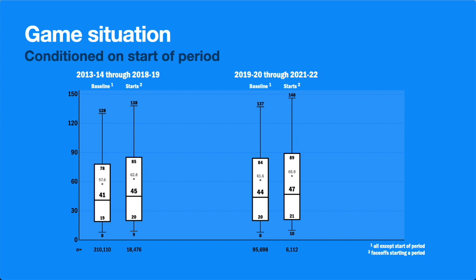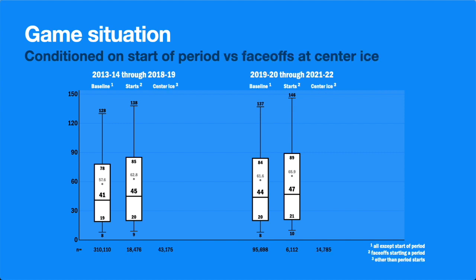Might it be the fact that the first face-off of the period is at center ice? So what if we condition on center ice face-offs other than the period starts? What happens there? There is a growth compared to the baseline, but not as much as the start of a period. So the start of a period has some sort of impact on its own.